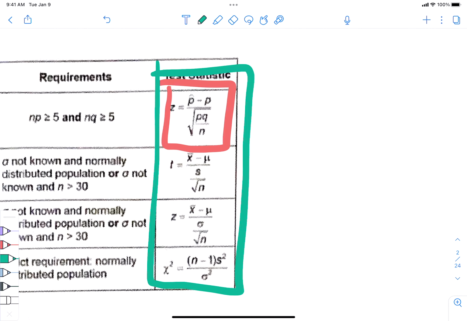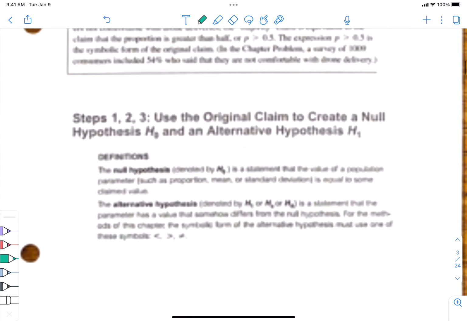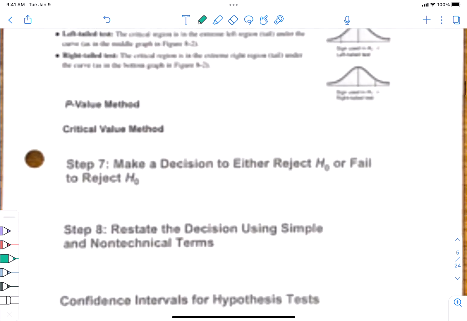I have a question though. For number 1, how do you find P hat? What's P hat and what's P? You have 65%, then you subtract it from 1, or 100, to find Q. Yeah, right. I need P.